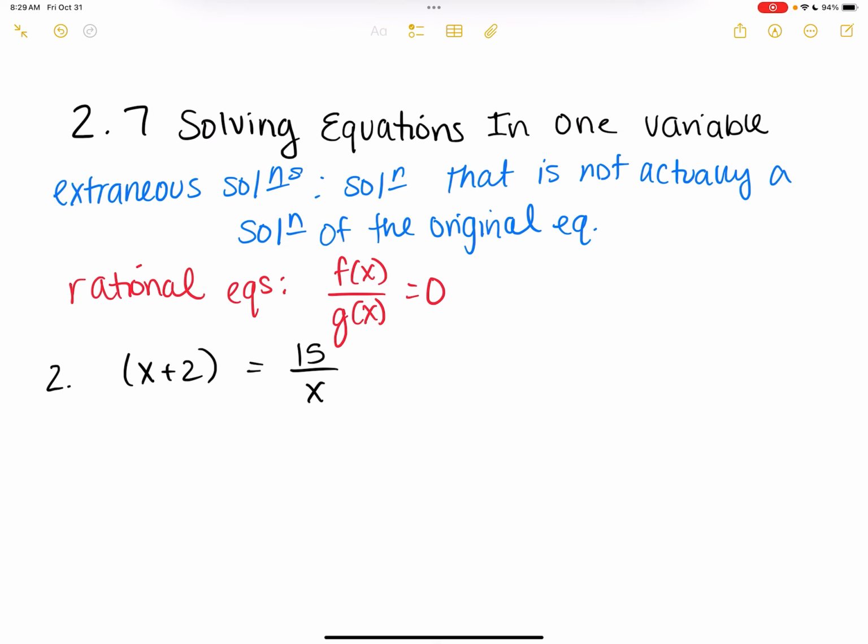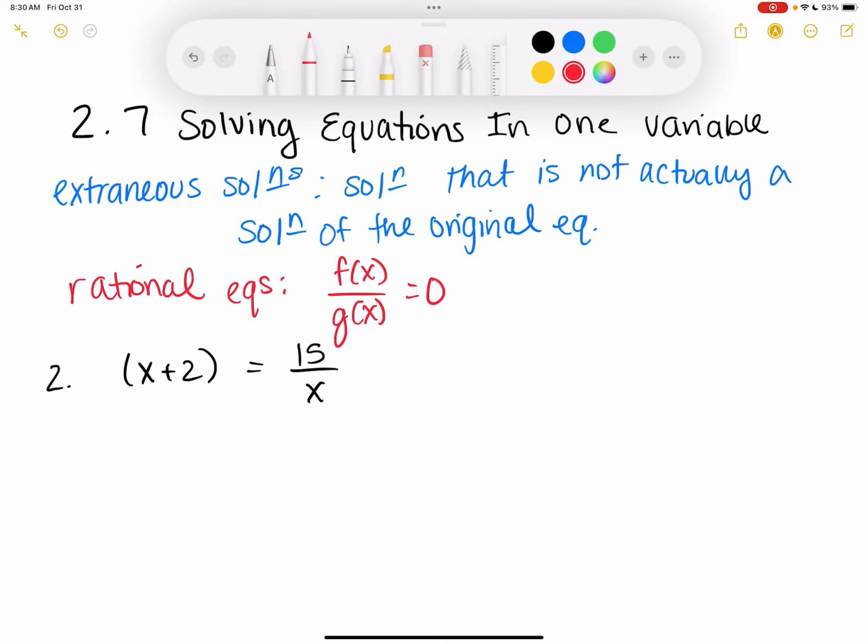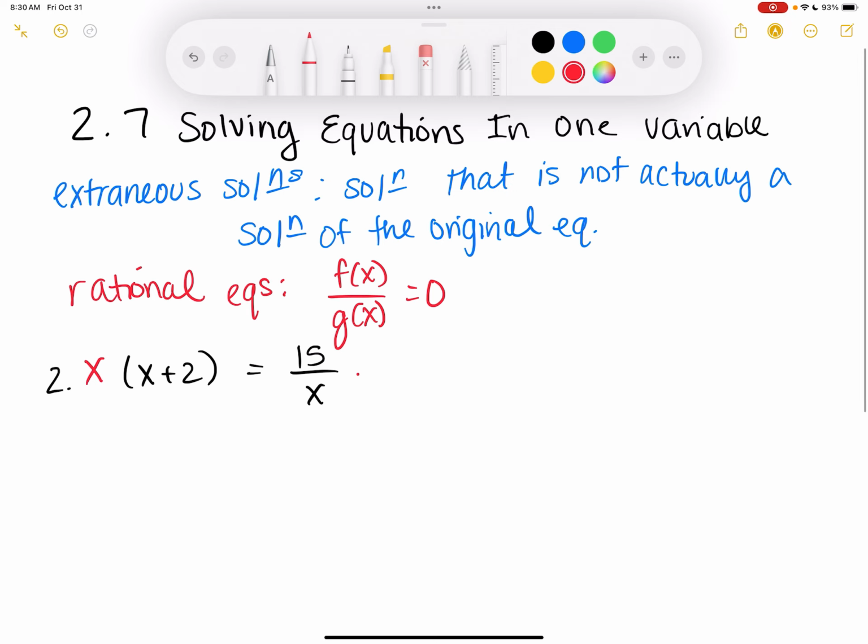Anytime I have something like this, where I have a variable in the denominator, I would suggest multiplying everything by that so that you get rid of the fractions in the problem. So I'm going to multiply this side by x and this by x. When I do that, over here I end up with x squared plus 2x is equal to, over here the x's cancel, and I have 15.